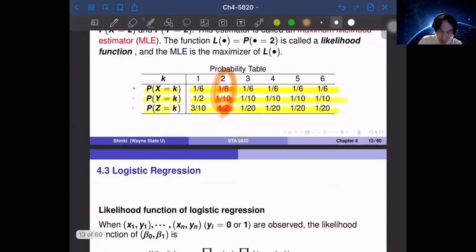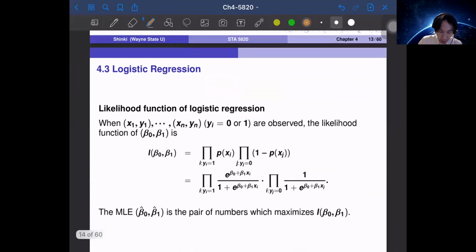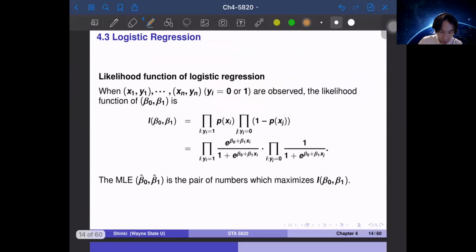So that is the concept of the maximum likelihood. To be exact, here is how to do maximum likelihood for logistic regression. Suppose we observe (x1, y1) to (xn, yn) observations. And the likelihood is given by this.